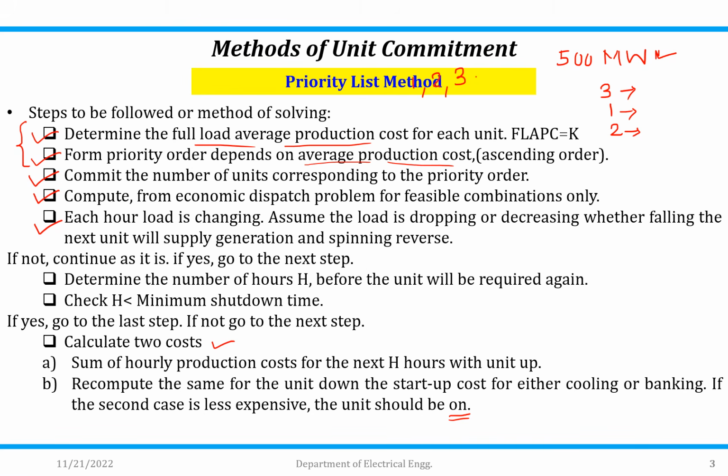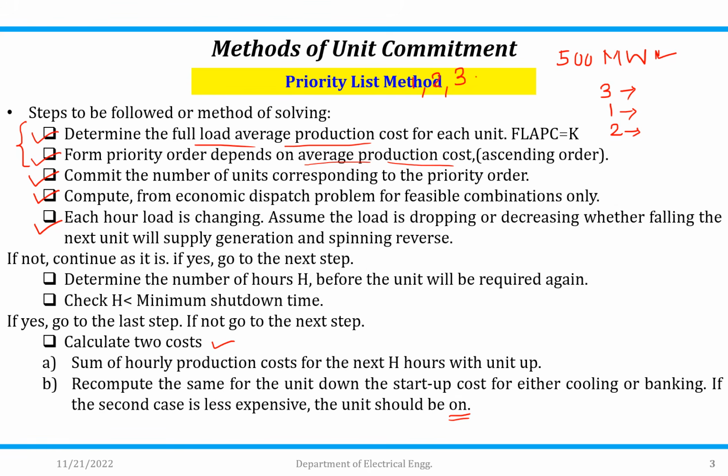Next, calculate the two costs: the sum of hourly production cost for the next H hours with the unit up, and recompute the same for the unit down, plus the startup cost for either cooling or banking. If the second case is less expensive, then the unit should be shut down. While solving the numerical, we have to focus on these first two steps only.